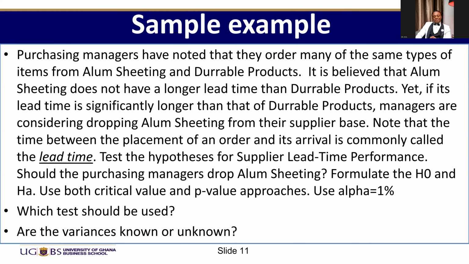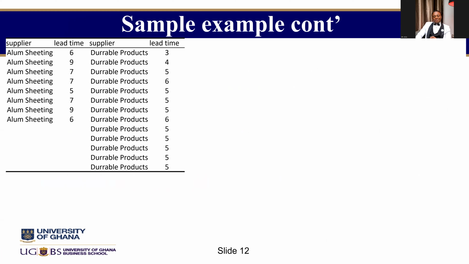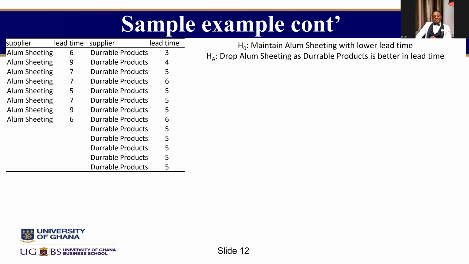Okay. So first, we need to find the sample size. What is the sample size in the alum sheeting? What is the value of the sample size? Or how do you find it? Anybody? Just tell me how you go about finding it. Even if you don't know the exact value, at least you know how to go about finding the sample size in the alum sheeting and of the durable product. Yes, Patrick.